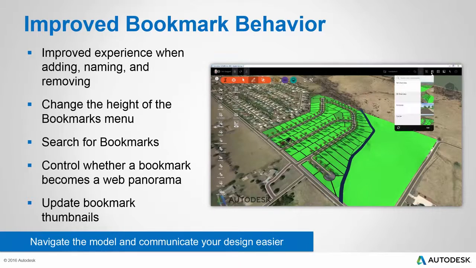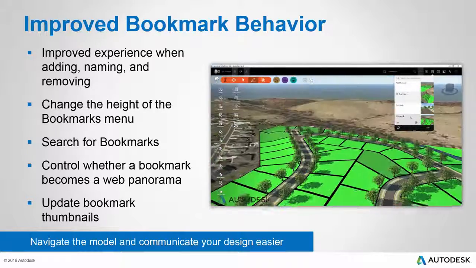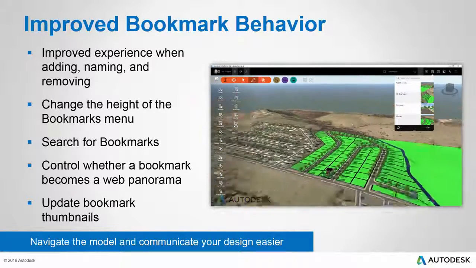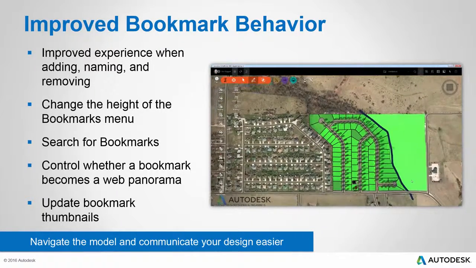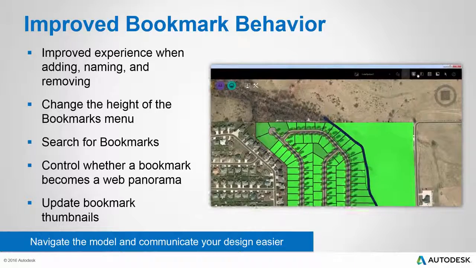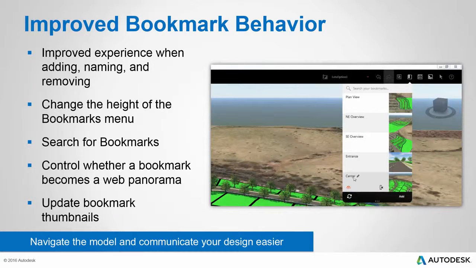Another change you'll see with this latest update to InfraWorks 360 is an improved bookmark experience. Now, if you've never used bookmarks, they're extremely useful because they allow you to capture different view angles in your model and recall them anytime you need. Not only that, you can publish those view angles to the web so that you can share with somebody who maybe doesn't have the product and only has access to a web browser. You'll find that the bookmark menu has been redesigned, the icons are larger, and the whole experience with adding, naming, and removing bookmarks has become much simpler and smoother.